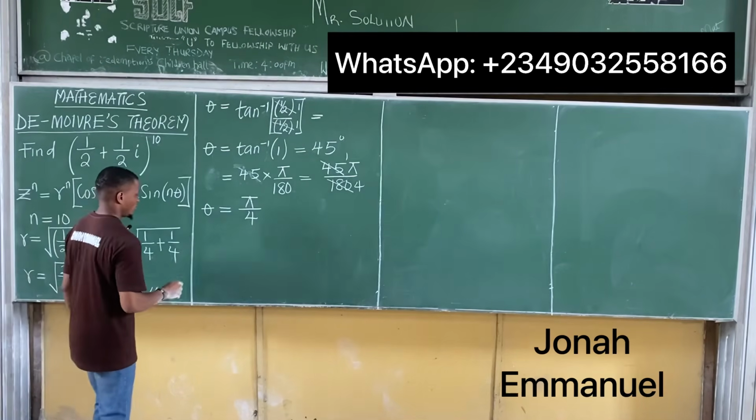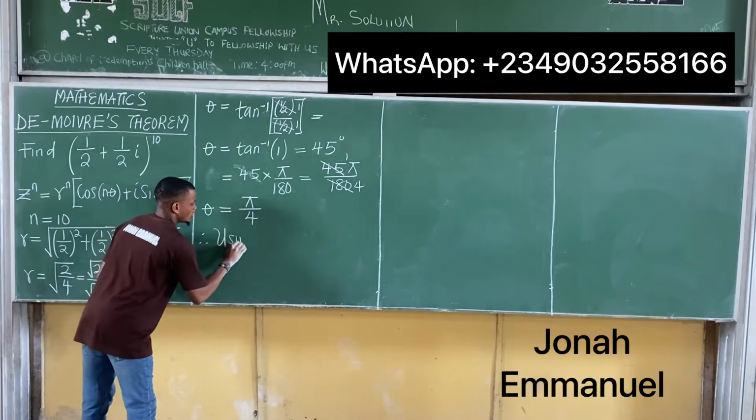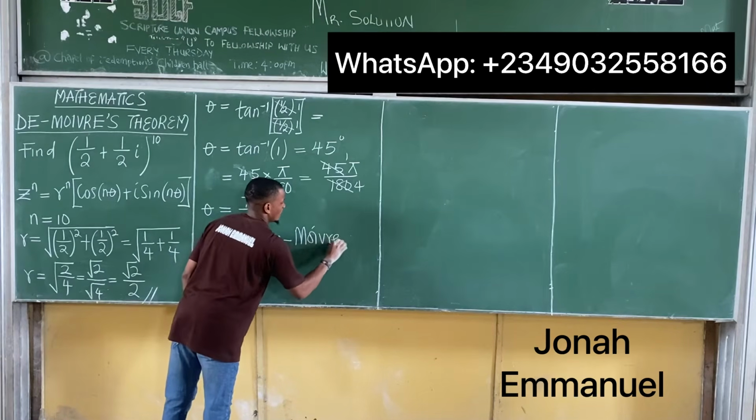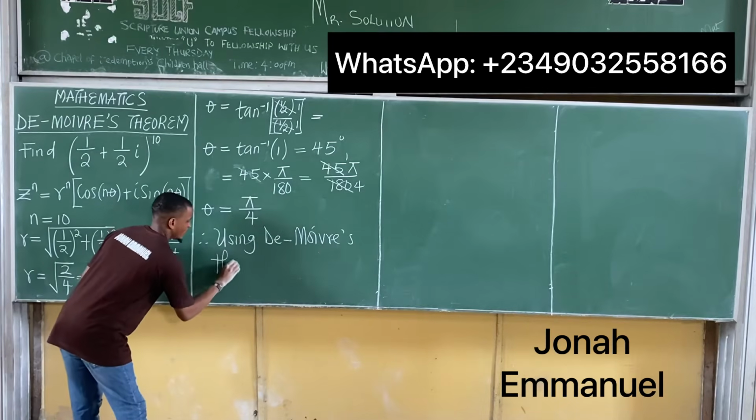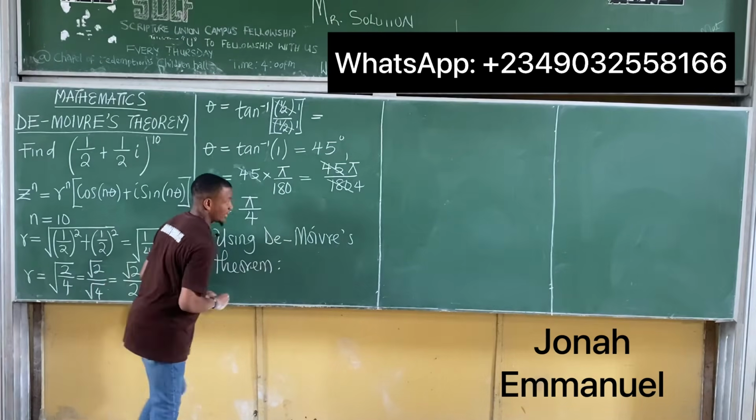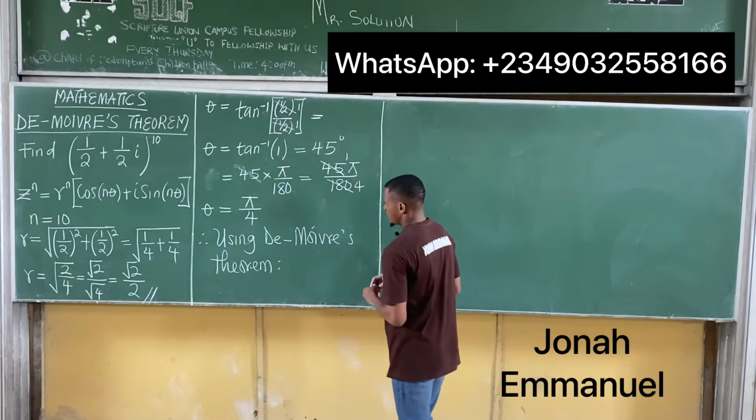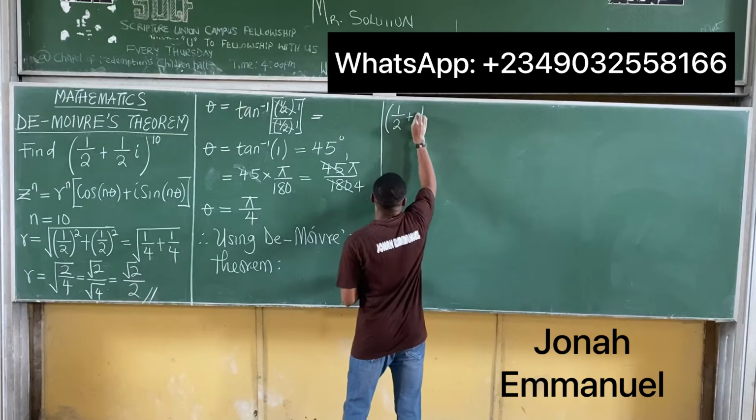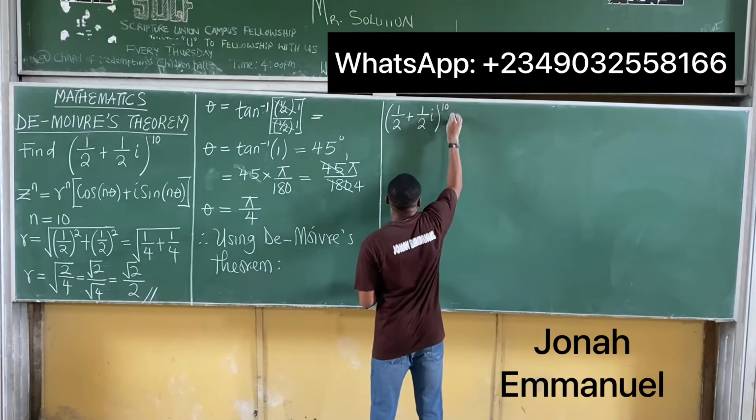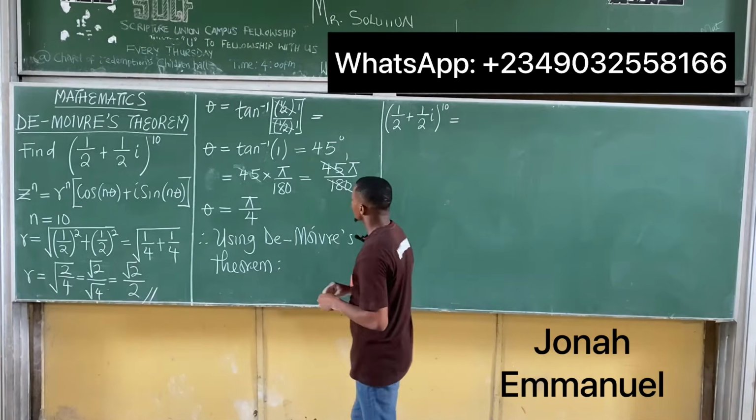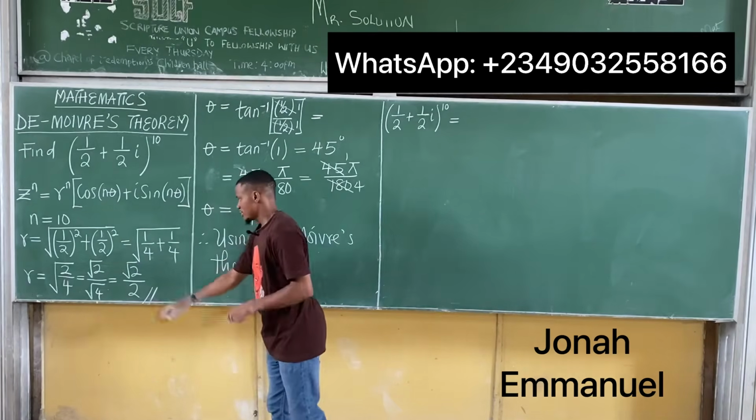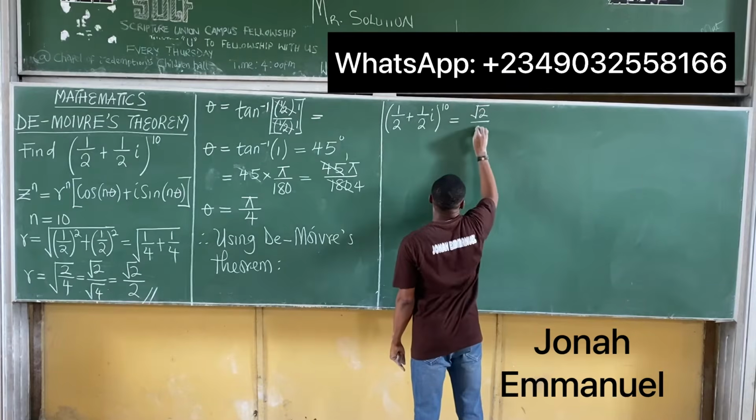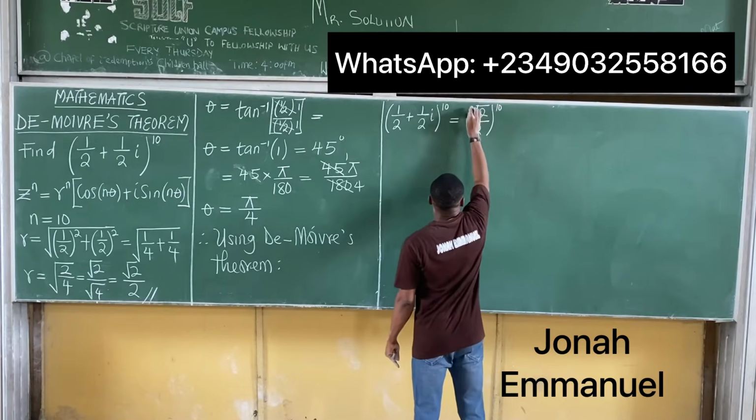So hence, using De-Moivre's theorem, what do we have? All right, we'd have that 1 over 2 plus 1 over 2i to power 10 will be equal to r. What's r again? So root 2, that'll give you root 2 all over 2. That's r to power 10.